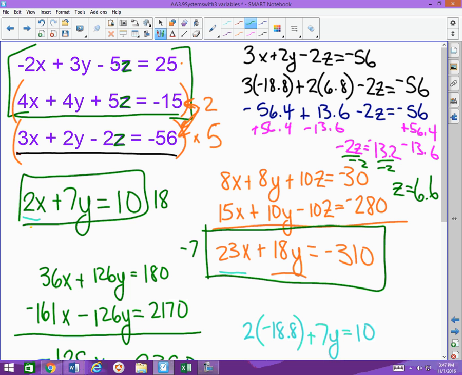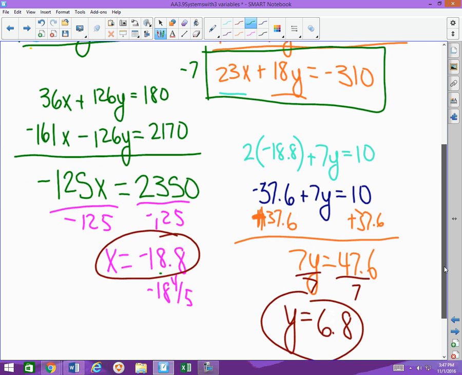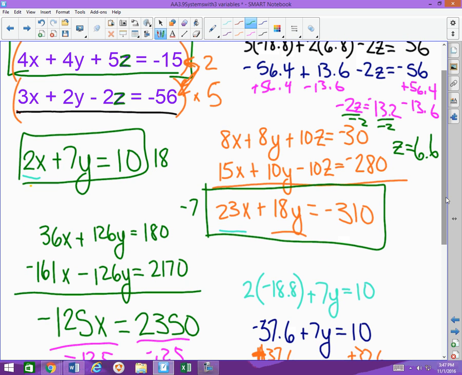And that means that x is a negative 18.8, y is 6.8, and z is 6.6. And that's how you solve equations with 3 variables.